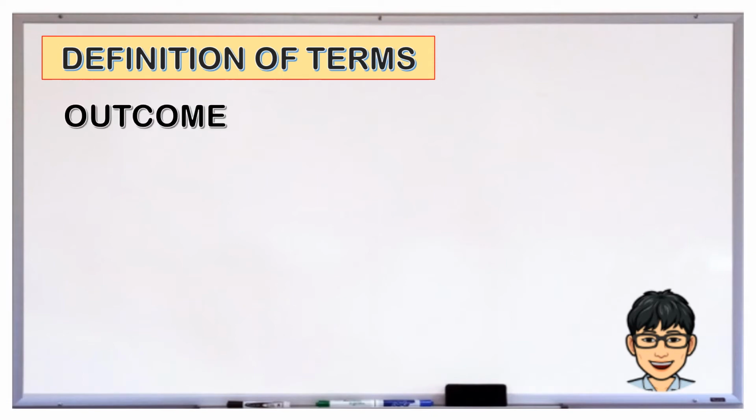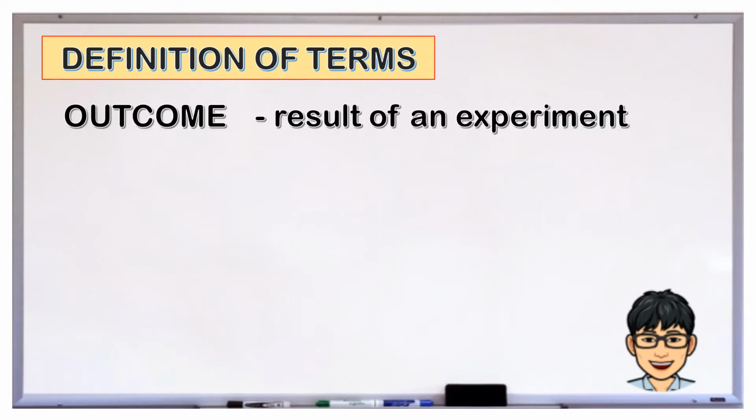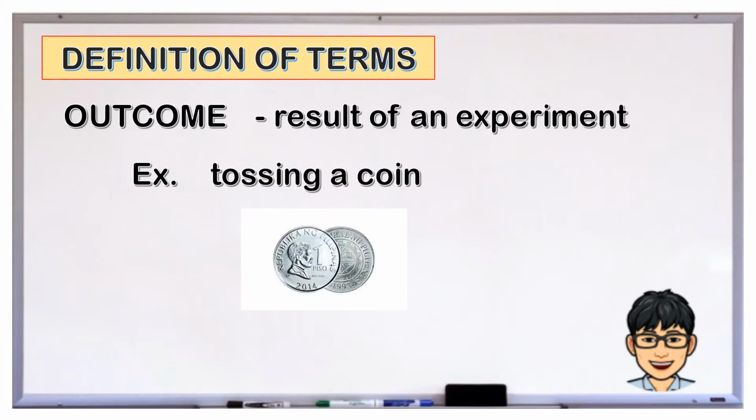Next, outcome. Outcome is a result of an experiment. Sa madaling salita, ito yung mga resulta ng ginawa nating experiment. For example, tossing a coin. So yung outcome ng tossing a coin, it's either a head or a tail.